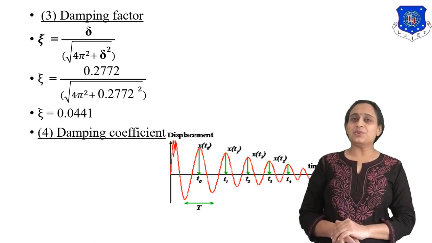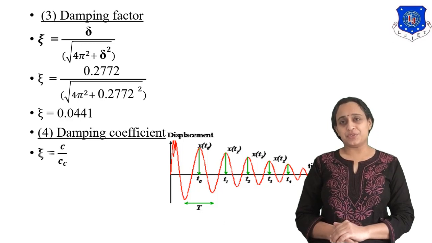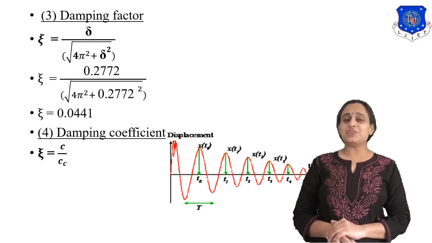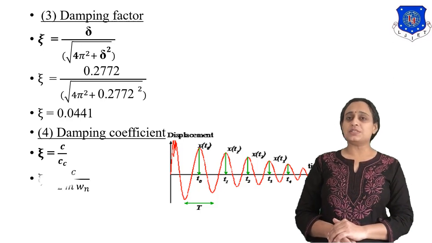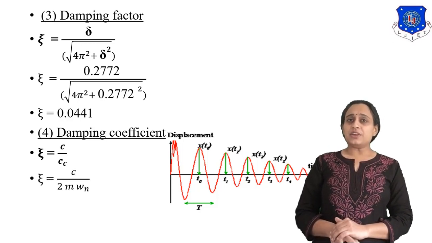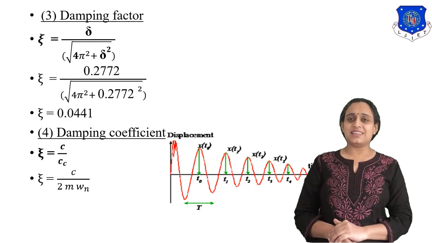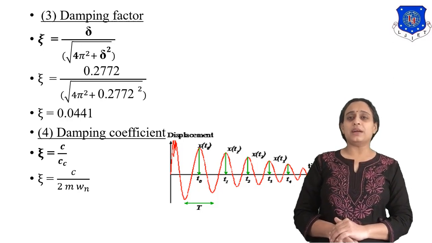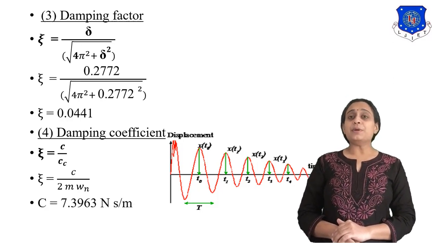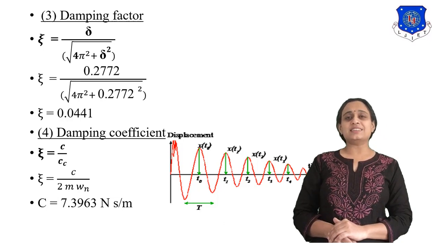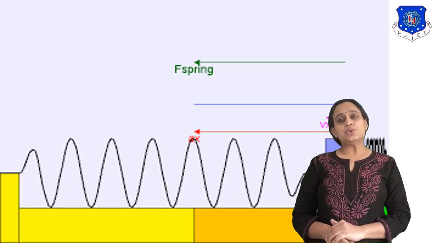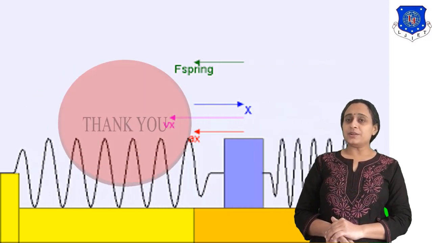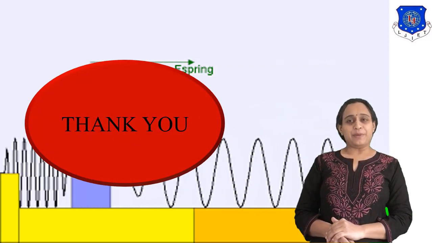Now let us find out the final one, which is the damping coefficient. So what is damping coefficient? It is C. So zeta is equal to C by Cc, and zeta is equal to C upon 2m omega n. Now by putting all these values, we will get C as 7.39 Newton second per meter. So here these all are our numericals.